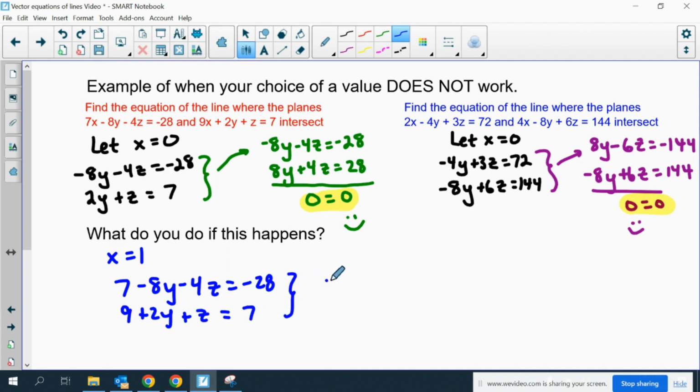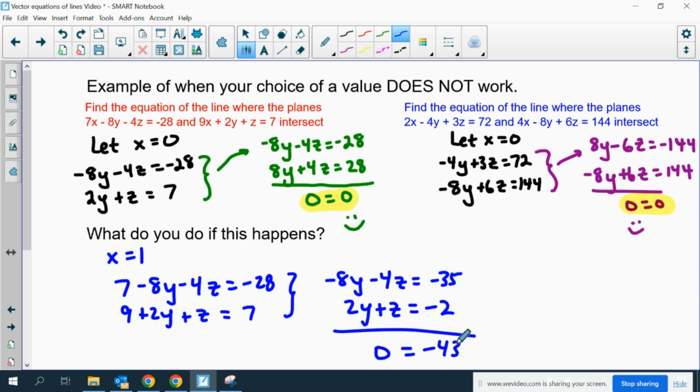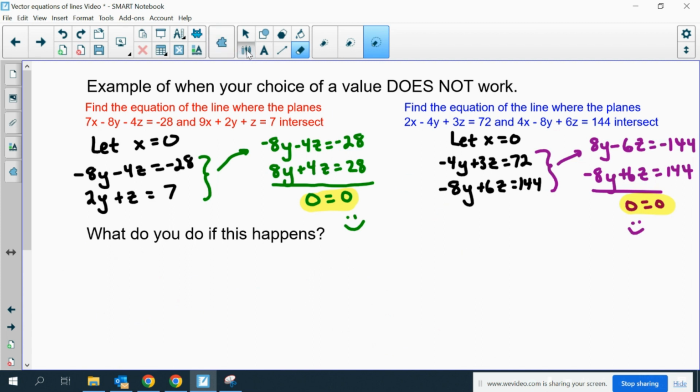So if I just simplify this stuff, I get negative 8y minus 4z equals negative 35, and 2y plus z equals negative 2. Multiply the bottom one by 4, and I add together, well, these would be 0, and this would be negative 43. So clearly that didn't work, right? So what this means is not that there are infinitely many solutions. In this case, what this means is that I chose x equals 0, and I chose very luckily. What it means is that x must be 0.